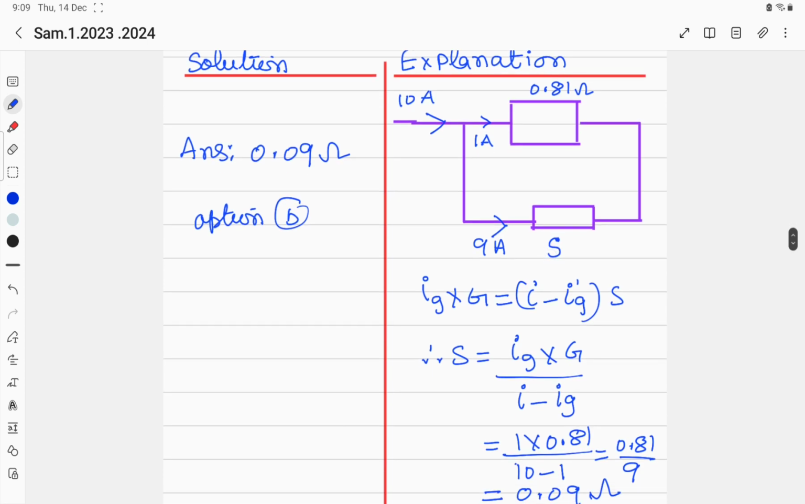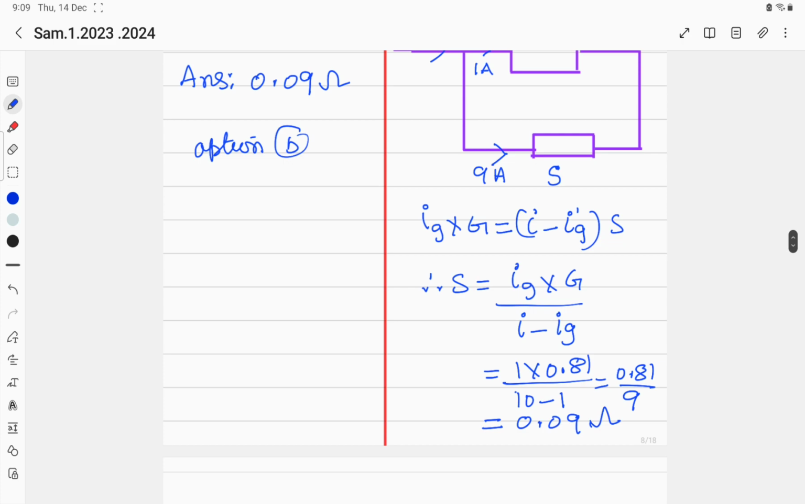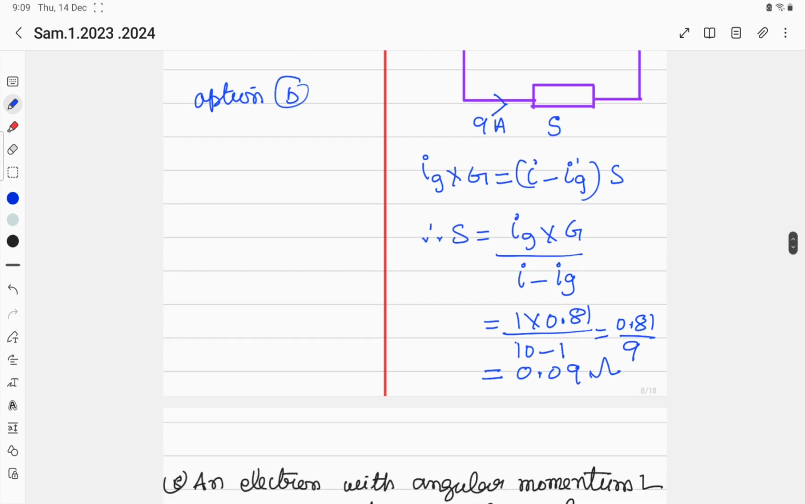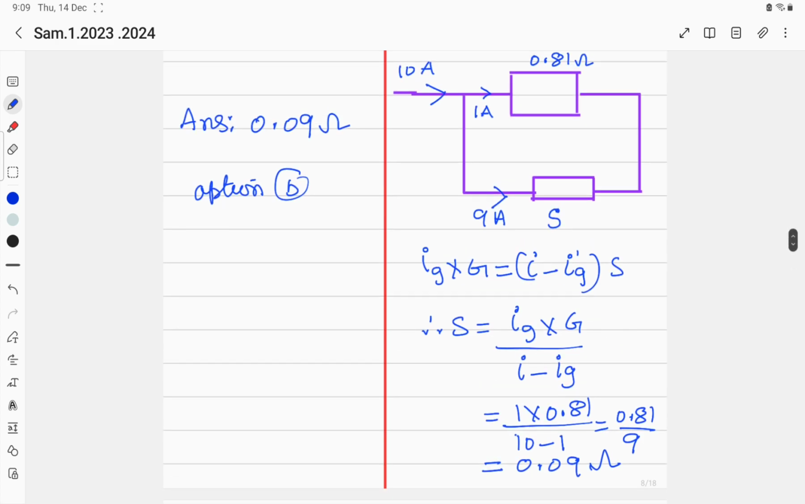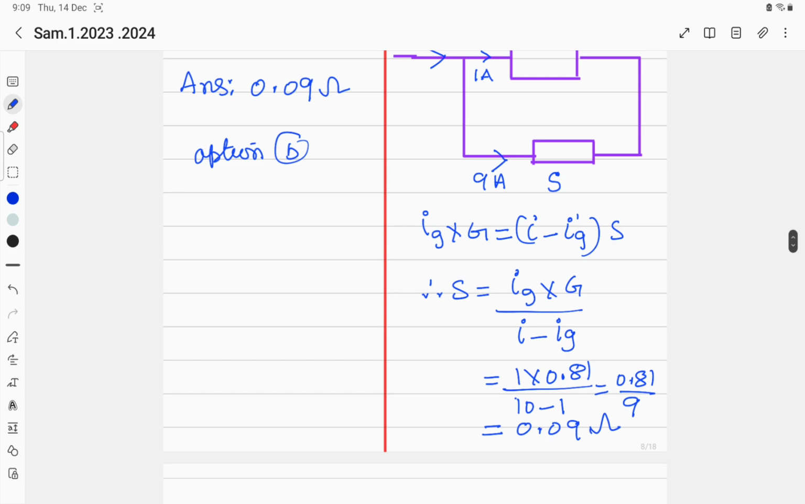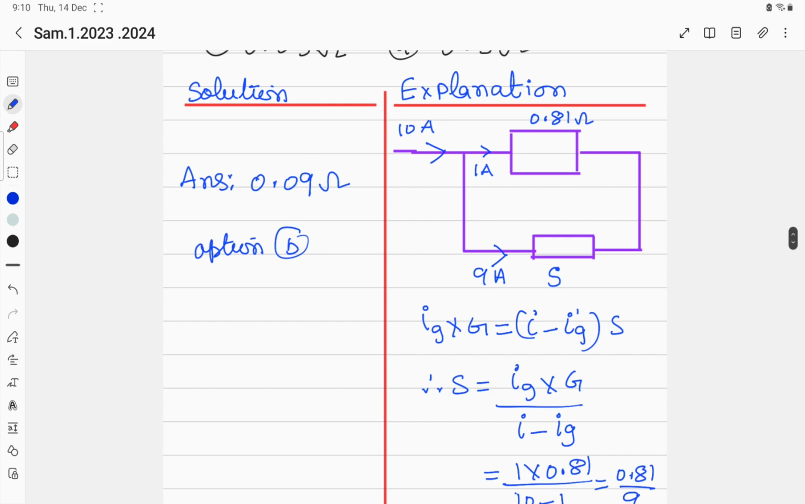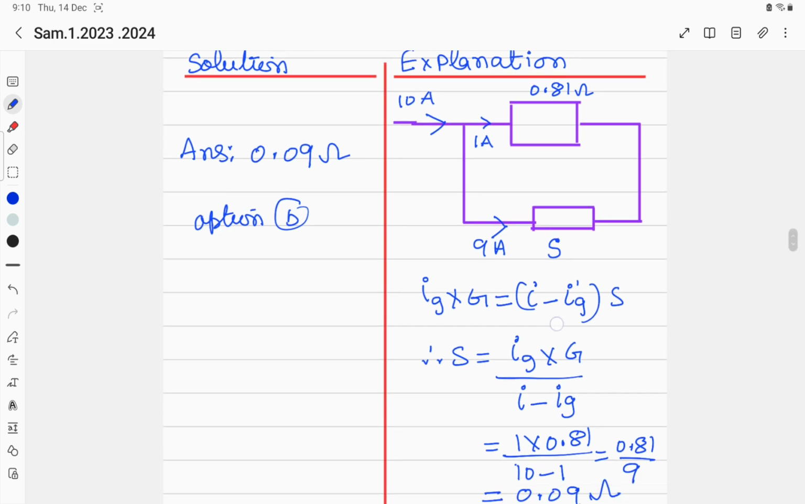Given that, see the diagram. Ig times G is equal to (I minus Ig) times the shunt S. Therefore, S is equal to Ig, the current in the galvanometer, times G, divided by I minus Ig. So, given Ig is 1 and the galvanometer resistance is 0.81, with 10 minus 1 required, S is 0.81 by 9, which gives 0.09 ohm. Answer B, 0.09 ohm.